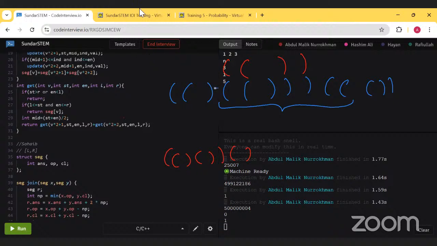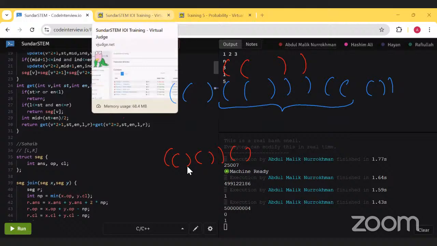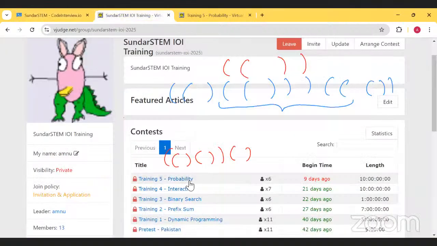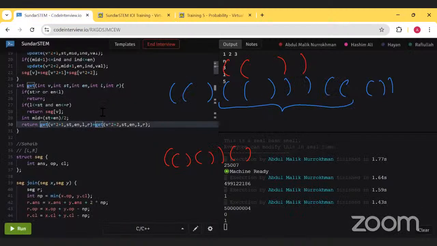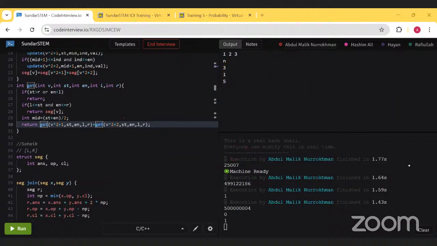Maybe after that I want to create another training about segment tree. Okay, and then how about range update? How to update, but in one range, not just one point.